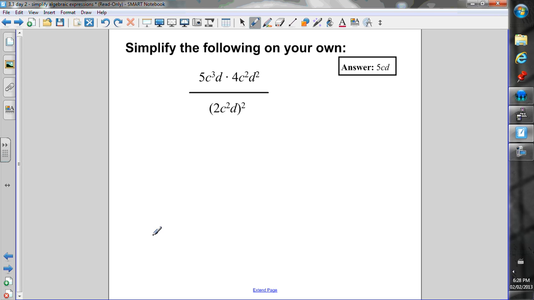Okay, hopefully you've had a chance to try that one. I'll go through the solution to it for you. So I'm going to simplify the top. I'm going to do a little bit less explanation this time. I'm going to simplify the coefficients first. 5 times 4 is 20.